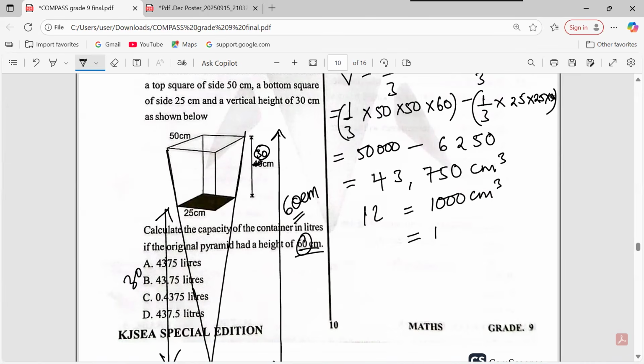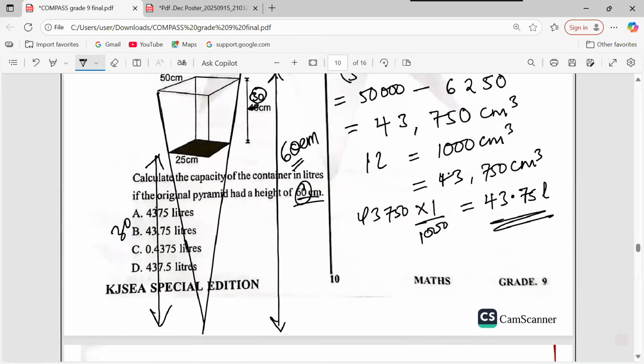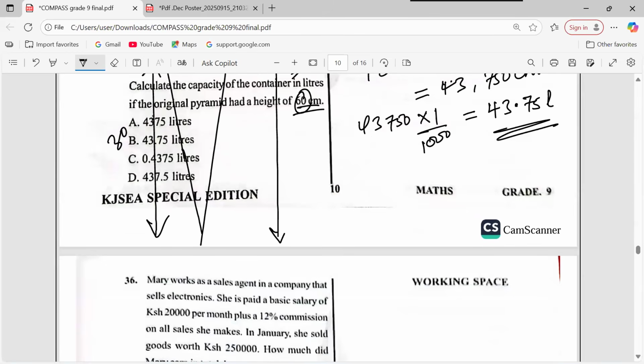What about when the cubic centimeters are 43,750? This shall be 43,750 times 1 out of 1,000. Now, this is going to be 43.75 liters. Yeah, 43.75 liters. That's 43.75 liters. This makes me the right option, okay? That makes me the right option.